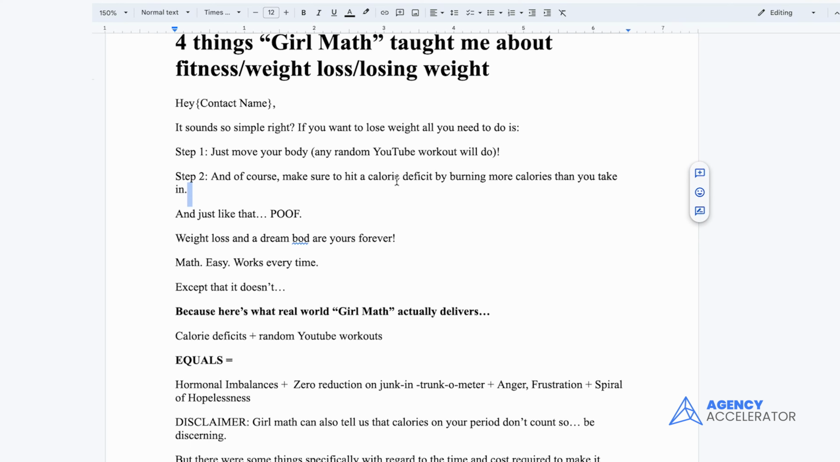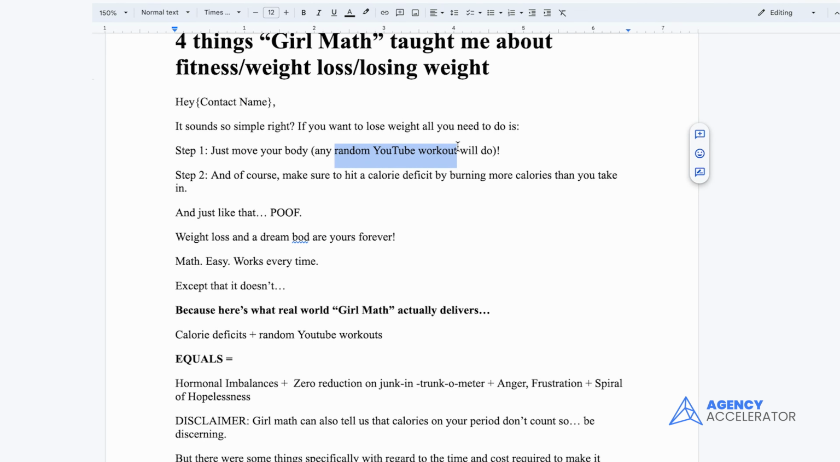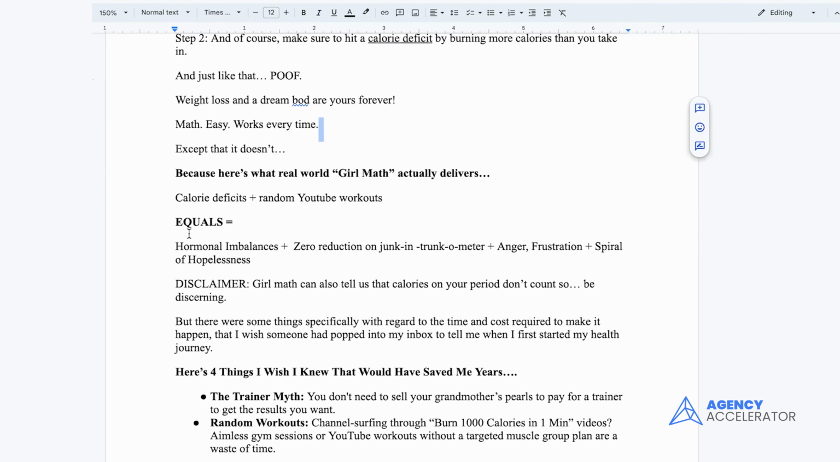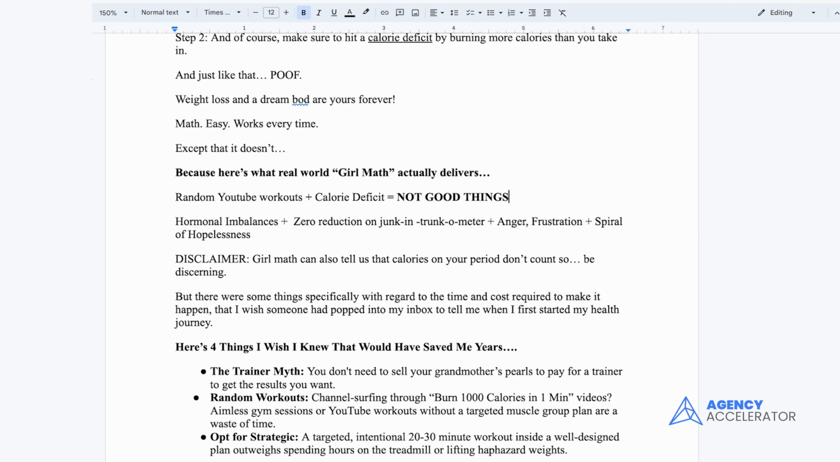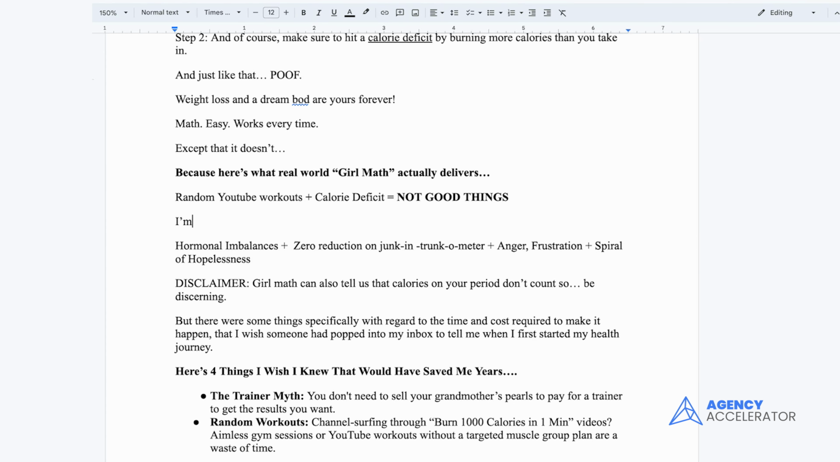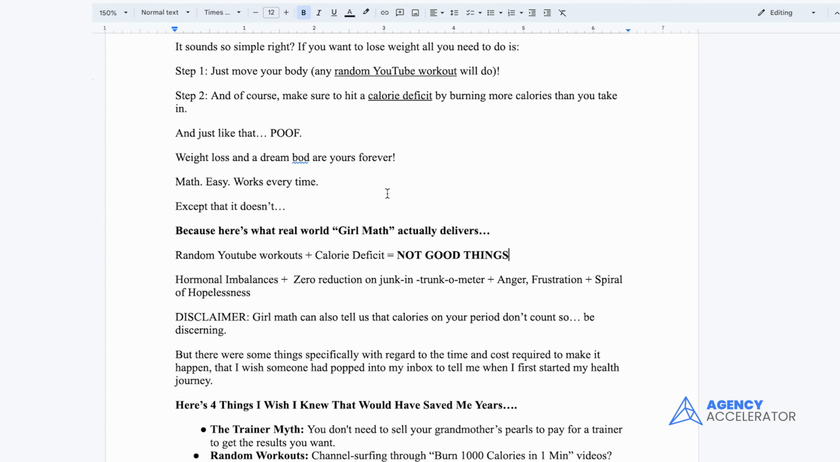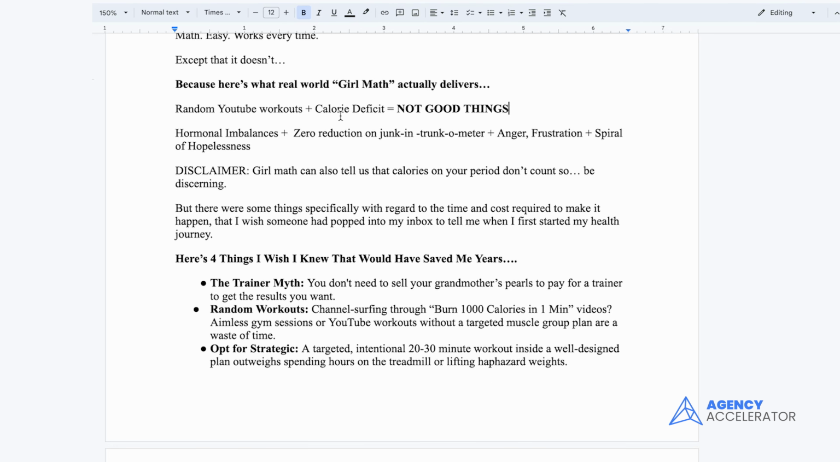So what I would do here, also, any random YouTube workout, I'll underline that, and I might underline that as well, because this way I can tie them in better. Random YouTube workouts plus calorie deficit equals not good things. I'm talking random YouTube workouts and calorie deficit equals not good things.